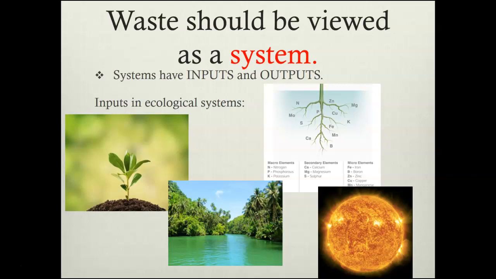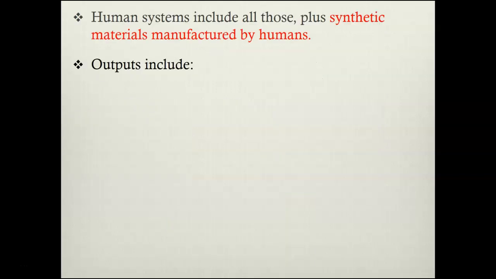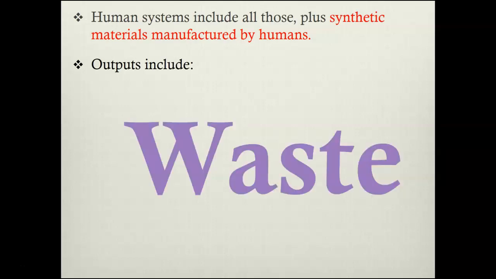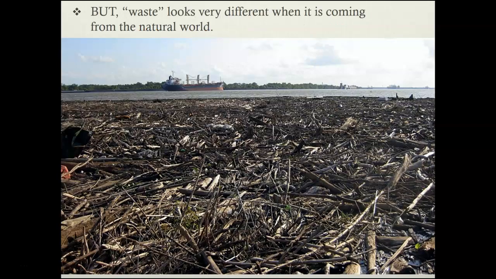So these are all natural things that circulate through the ecosystem. Human systems include all those plus synthetic materials manufactured by humans. So those outputs are wastes, right? Waste looks very different in the natural world.